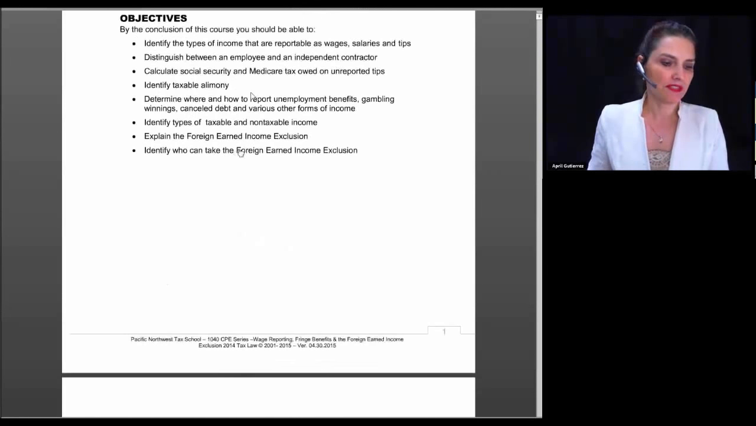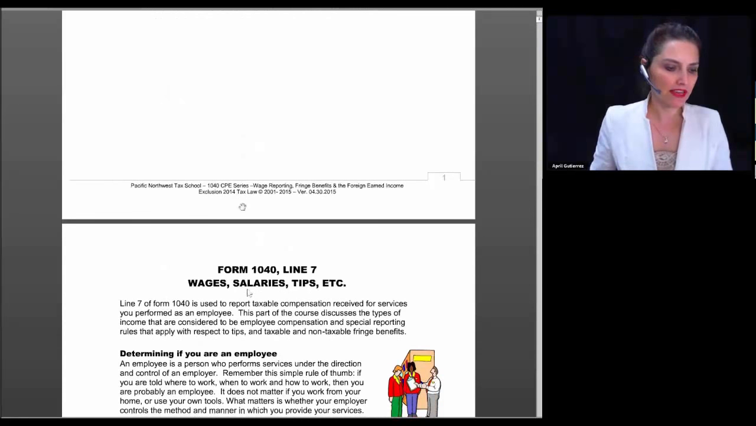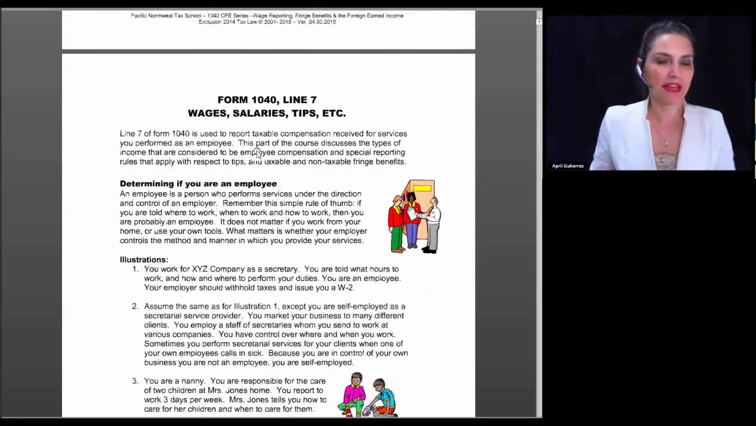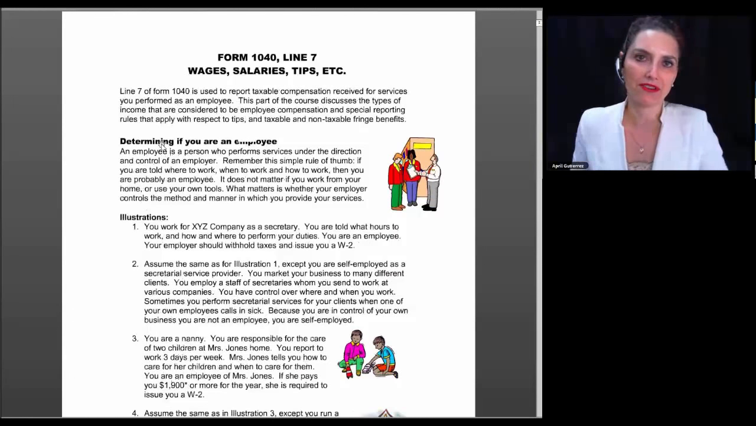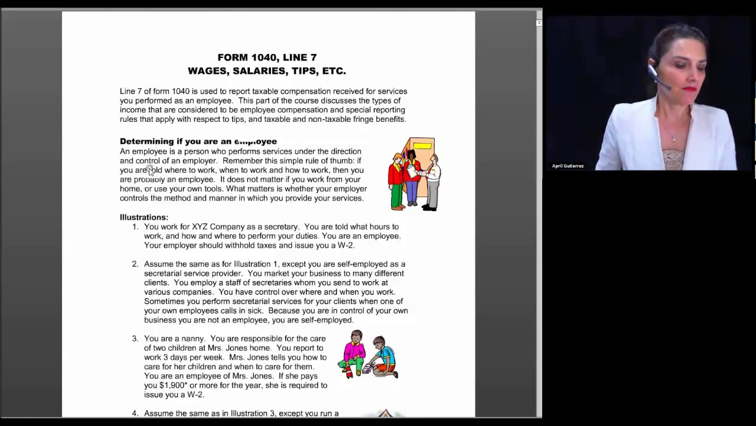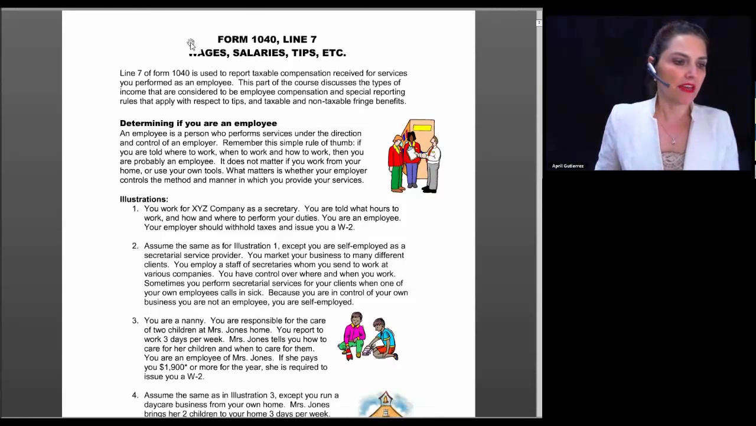I'm going to move to the second page of our manual today, and you can access this manual from inside the materials page of Open Campus, which is our learning management system. On the second page of the manual, the heading is Form 1040, line 7, wages, salaries, tips, etc. And we're going to be spending a good part of today's class talking about the first income line that appears on the Form 1040. It would seem rather mundane and elementary, line 7.